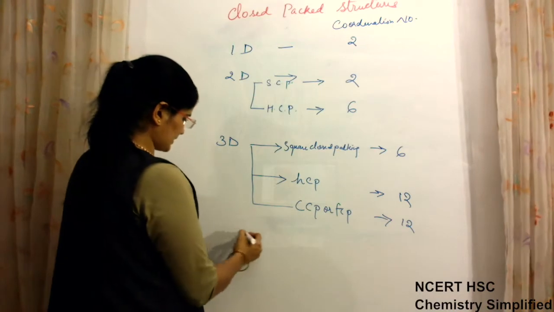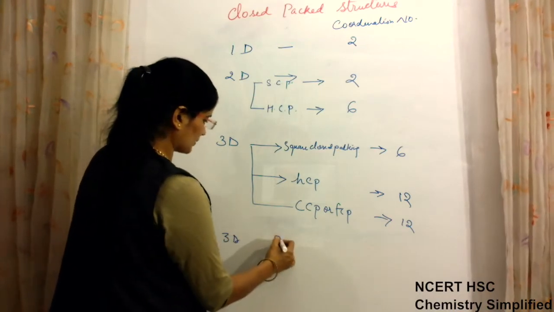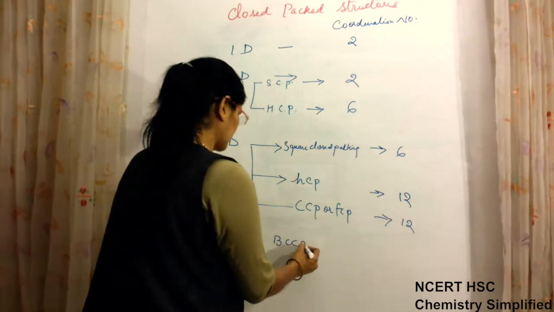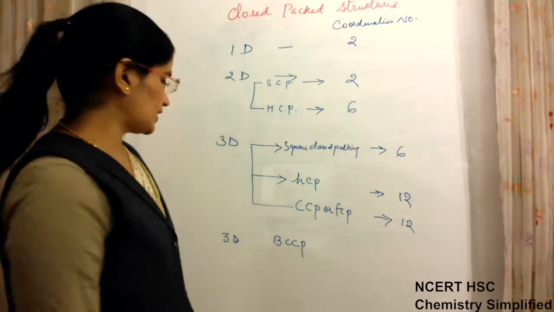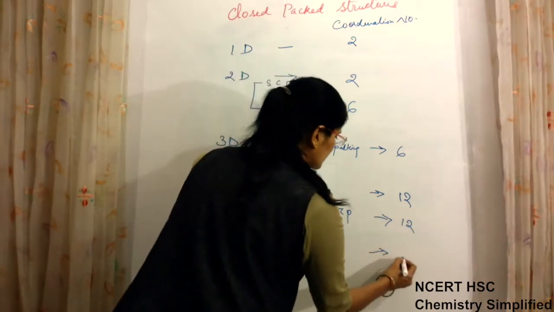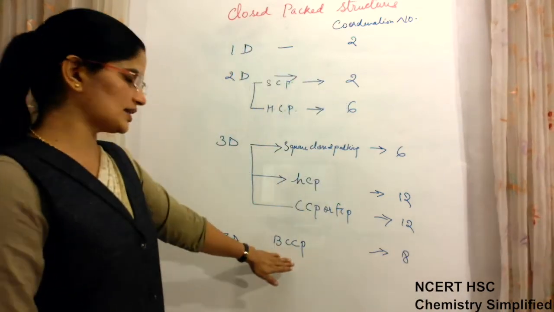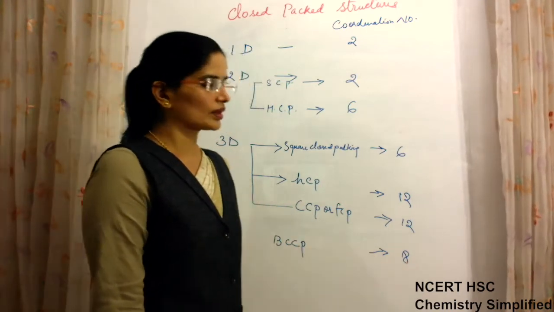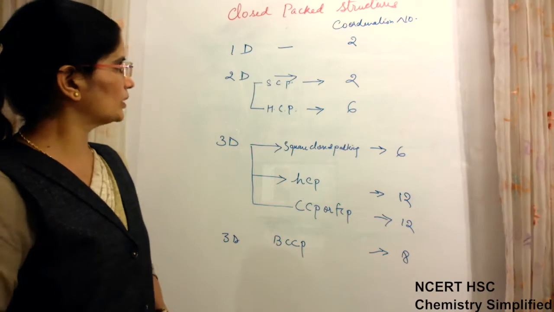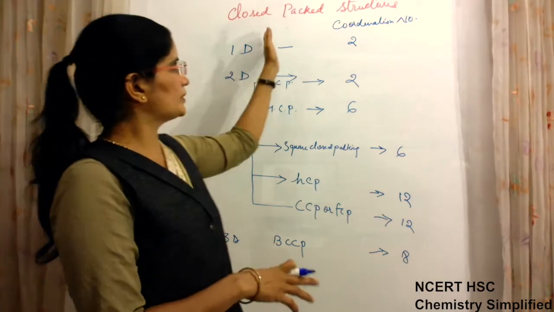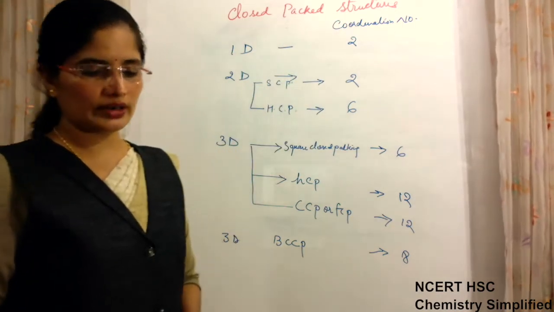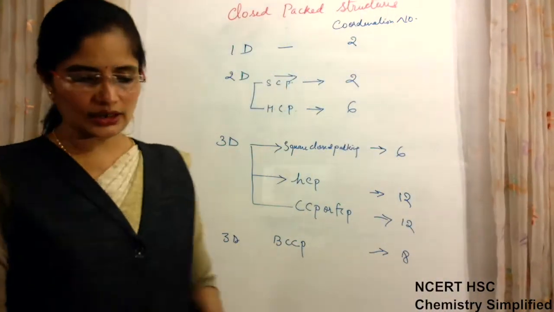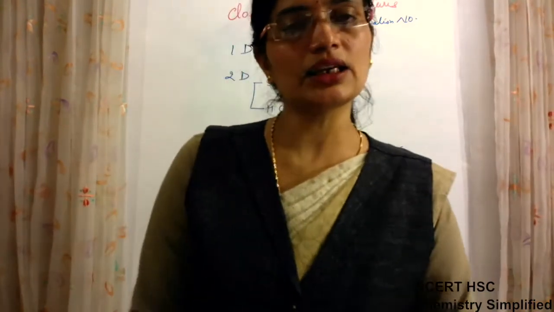Now the last which I said, in 3-dimension, if BCC type of body centered cubic packing is there, then in that case the coordination number is 8. But we had not studied its close packed structure, so directly you should remember its coordination number is 8. Okay, so this is the summary of close packed structures, how coordination number is there for each one of that. Now we start the next topic today, that is packing efficiency.